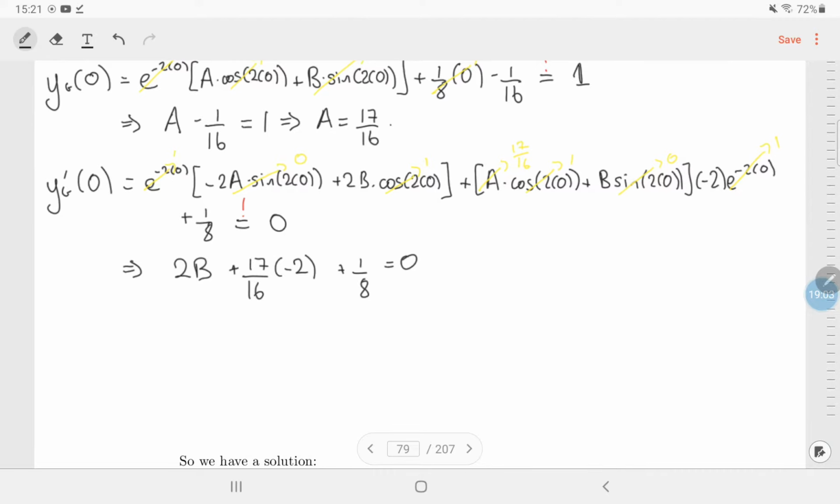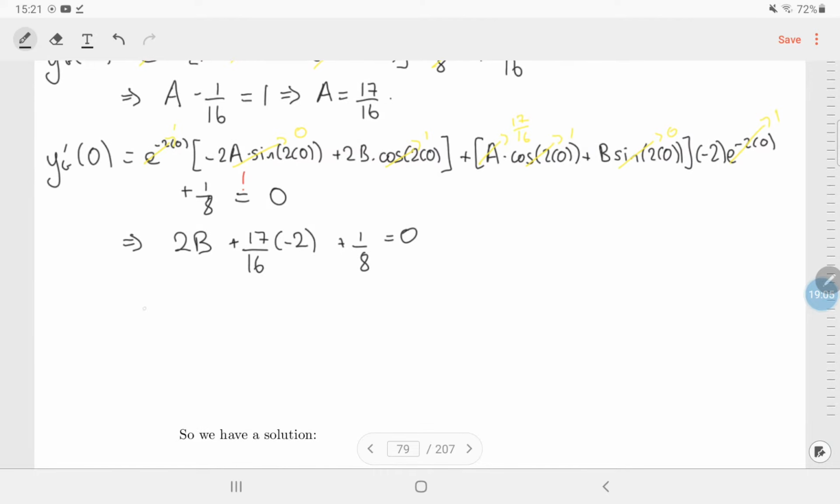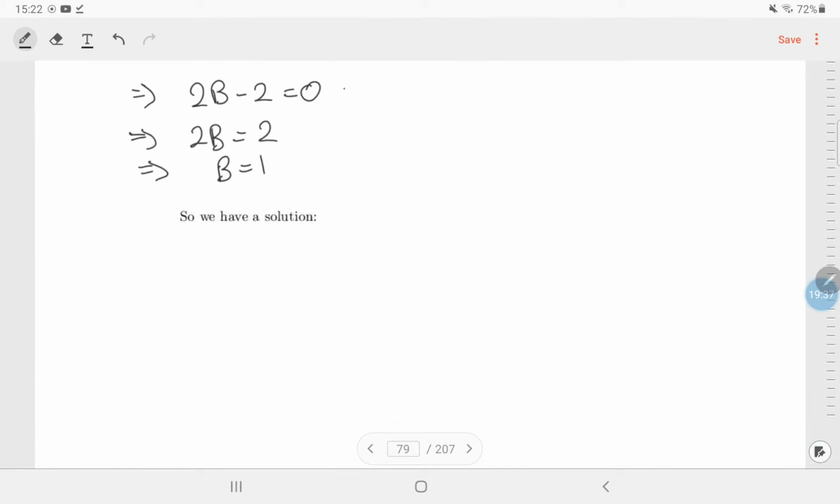Now the numbers here I am going to put into the calculator. I should be able to manage it, but maybe I'm a bit tired. Minus 2 times 17 over 16 plus 1 over 8. So it's actually minus 2 here. So 2b minus 2 is equal to 0. Easy from here. 2b is equal to 2. And divide both sides by 2, b is equal to 1. We probably had space for the derivative down here. Okay, so we have a solution.